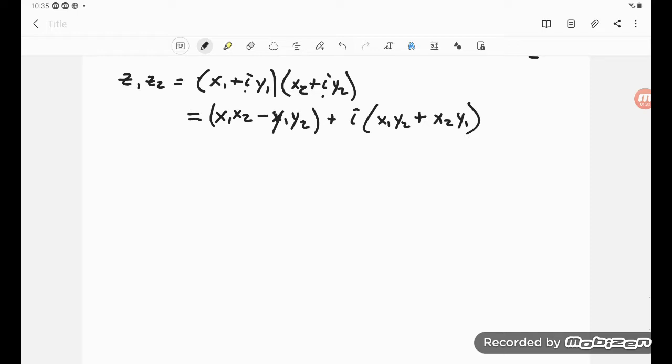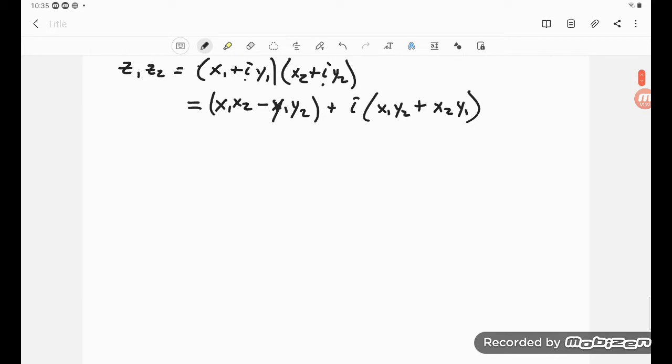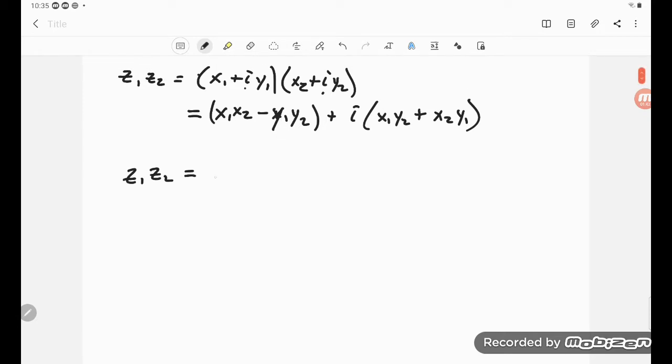Whereas if I go with the exponential form, then I have Z1 Z2 is equal to R1 e to the I theta 1, and then times R2 e to the I theta 2. Well, this shows me a lot. My new modulus is R1 times R2, and my new argument is theta 1 plus theta 2.